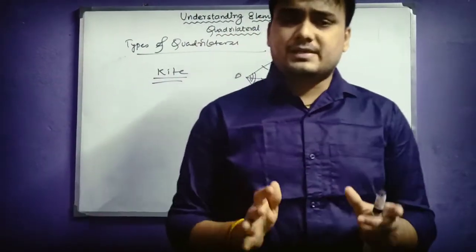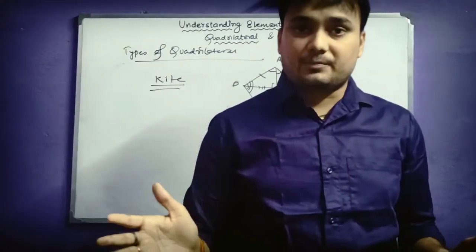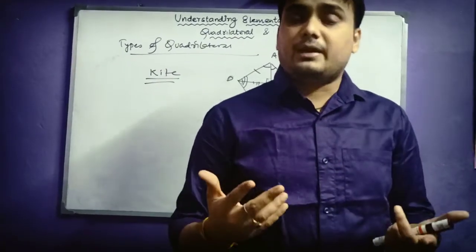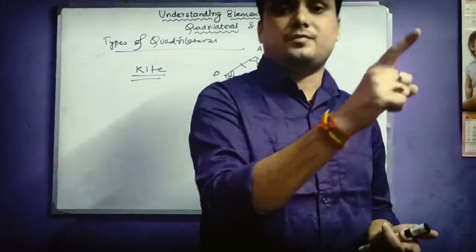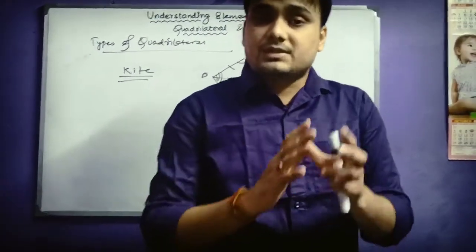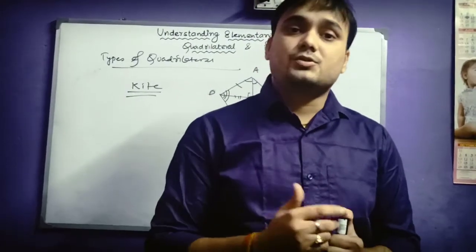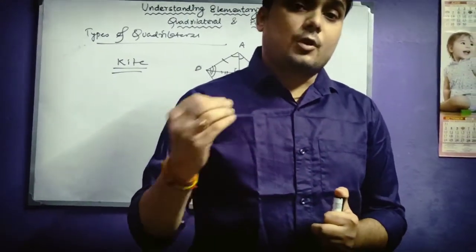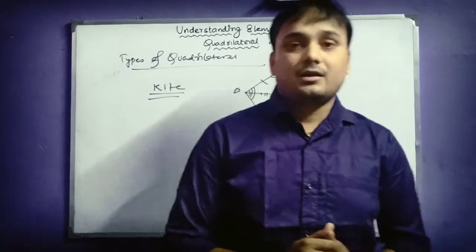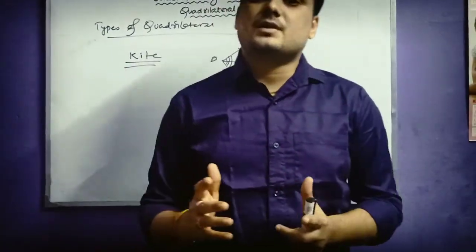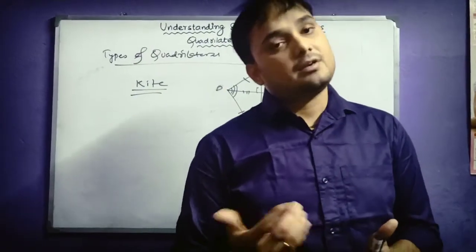So basically, parallelogram is a broader concept with the main characteristic that opposite sides are equal and parallel, which is there in all three of them: rectangle, square, and rhombus. So these are special types of parallelogram. You may also say that all squares are rhombuses, but all rhombuses are not squares, because all the properties of a rhombus are applicable for a square, but vice versa is not true.